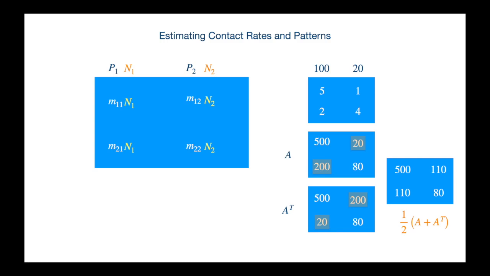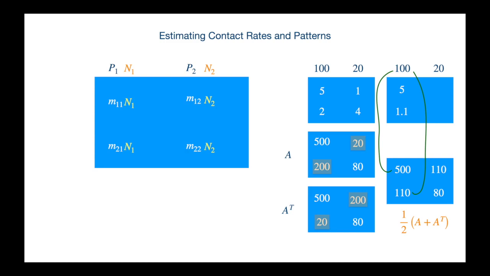We can now translate this matrix back into the average form. We know the total population of the two age groups. So if we divide 500 by 100, we get 5, the same number as before. And if we divide 110 by 100, we get 1.1. And the same calculation for the second column gives the rest. So you can see 2 has gone down to 1.1 and 1 has increased to 5.5. But now if you use these averages to calculate the total number of contacts, you would see they're consistent.